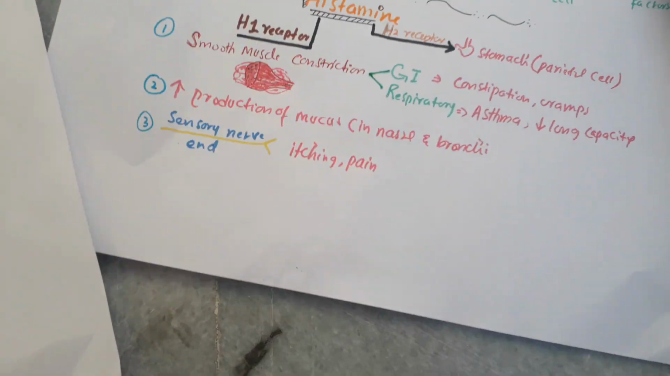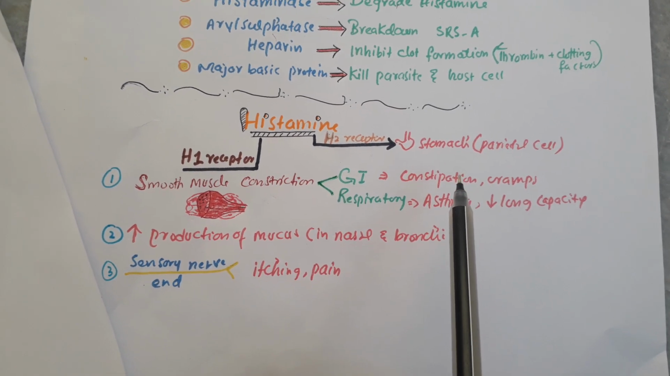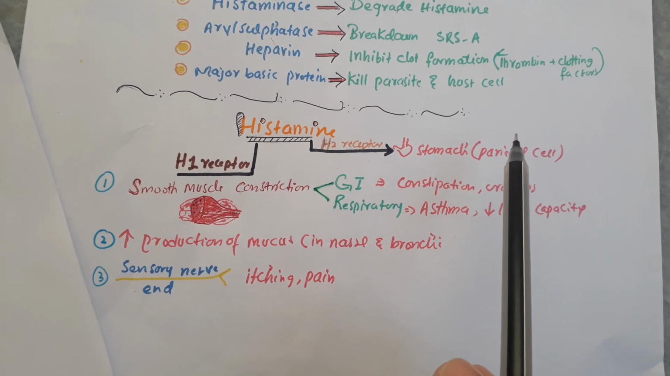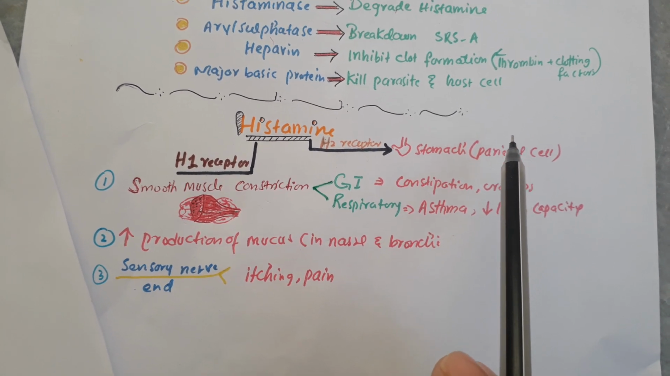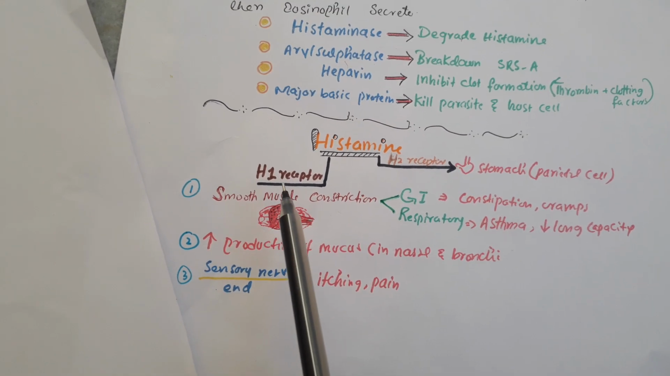Now, there are two types of receptors for histamine, H1 receptor and H2 receptor. H2 receptors are present in the stomach, in the parietal cells, so they increase the HCl production or proton formation, okay, the acidity of the stomach: H2 receptor. And now the H1 receptor.